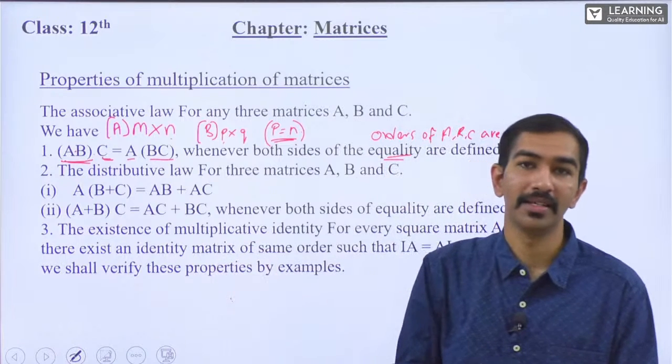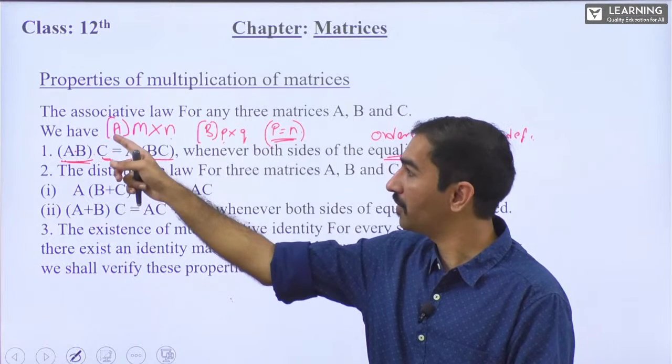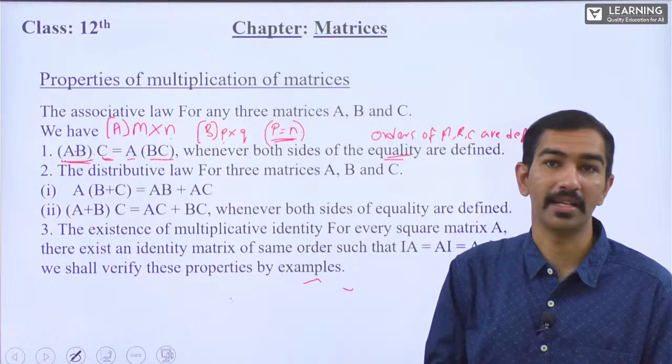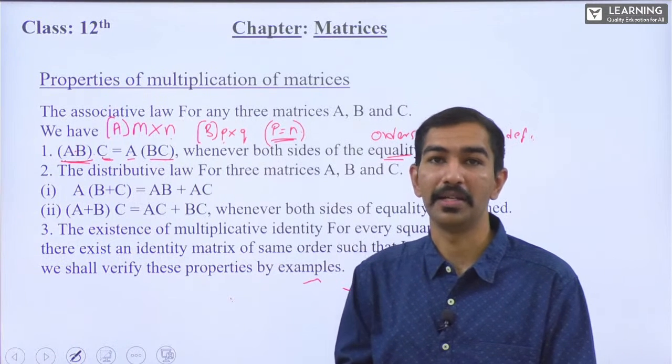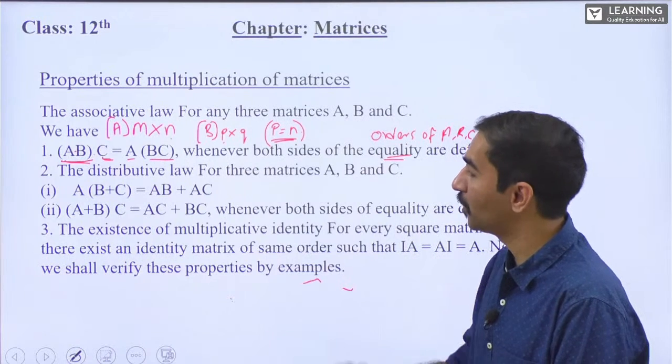Then we can do what? Matrix multiplication. I hope you remember this. The number of columns of A must be equal to the number of rows of B. If this criterion is satisfied, then only we can multiply the matrices. Understanding? Okay. So this is our associative law. Moving on to the next one.